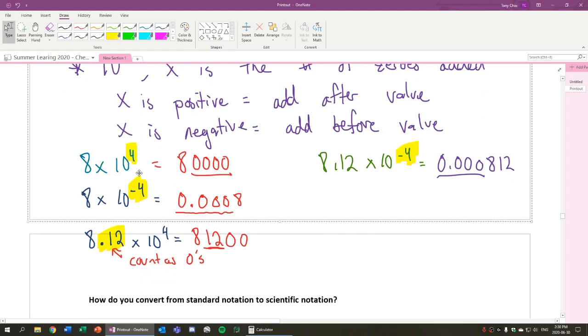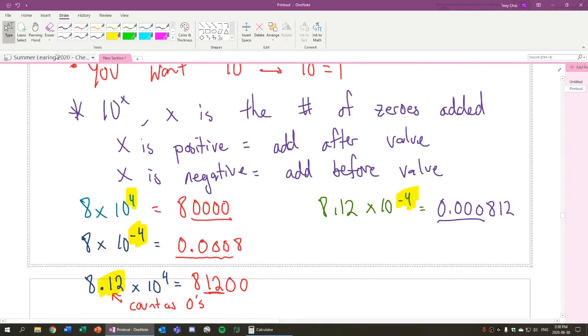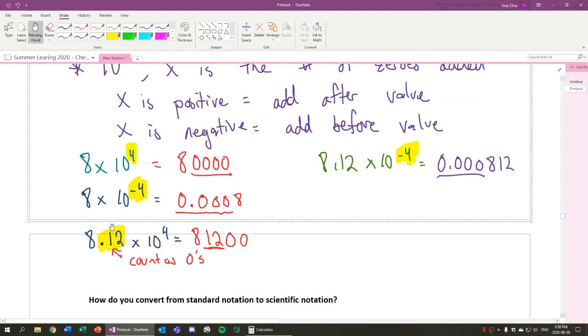So make sure you practice this. Whenever you have a positive x value, a positive exponent, that's how many zeros you're going to add after the value. If it's negative, it's how many you're going to add before. If you already have values after the decimal, those values count as zeros. So that's why this is 81200.